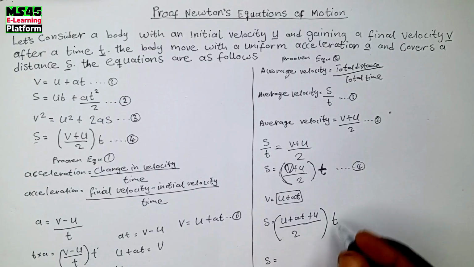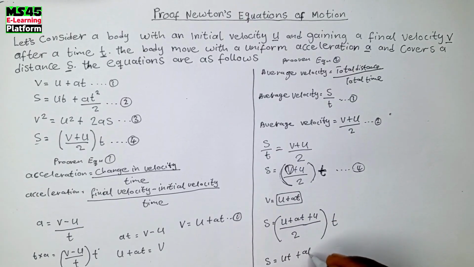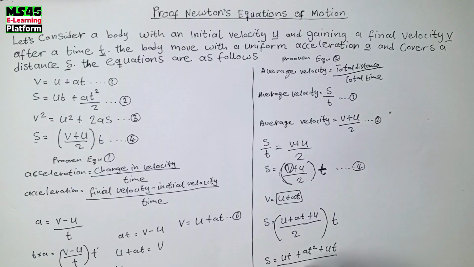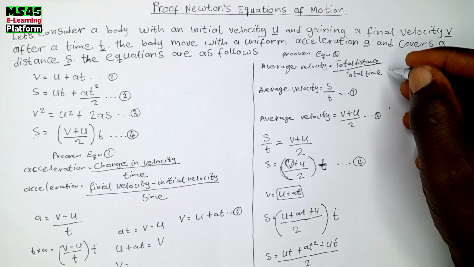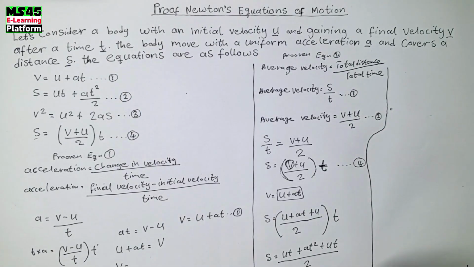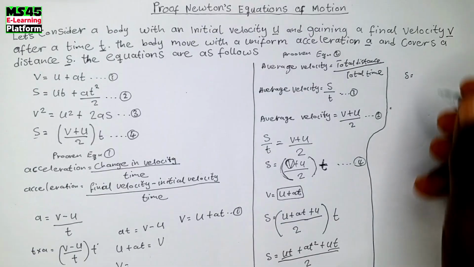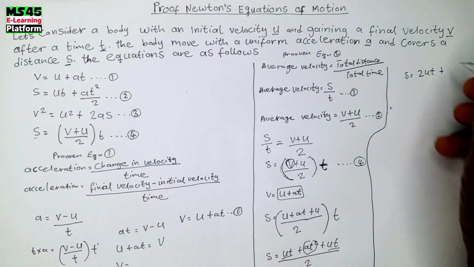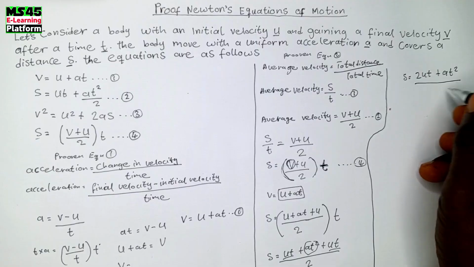So therefore, to multiply the whole here, so ut plus at squared plus ut all on 2, right? Let's simplify things over here. Our S to be, you see, they are the same. So 2ut plus our at squared, our at squared all on 2.